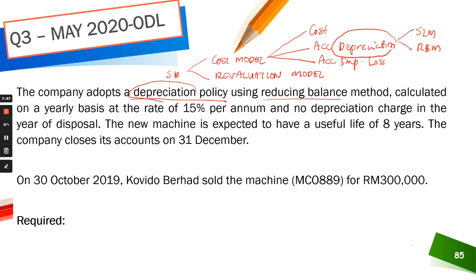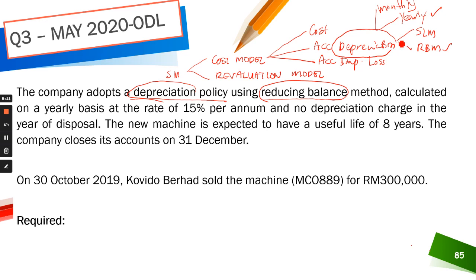So here you are informed that they use reducing balance, calculated on a yearly basis. So depreciation can also be calculated either yearly or monthly. Ours are going to be yearly, and we use the reducing balance method.